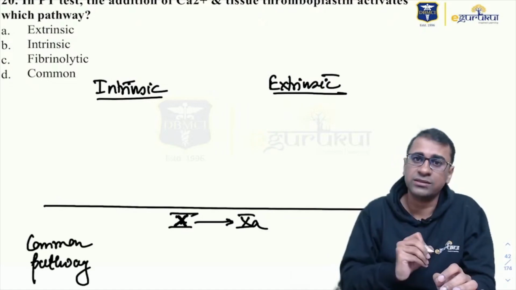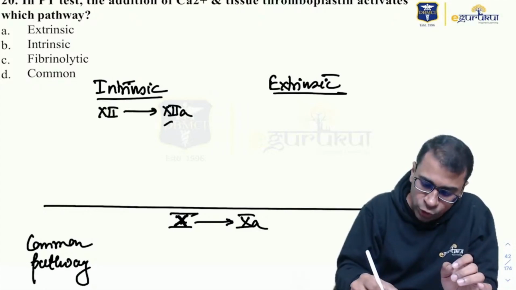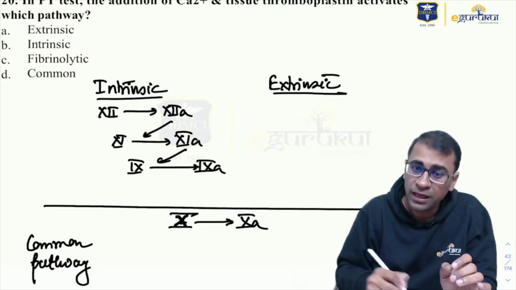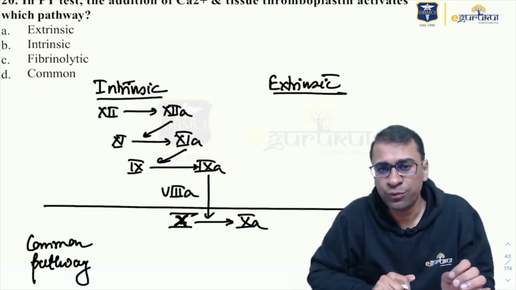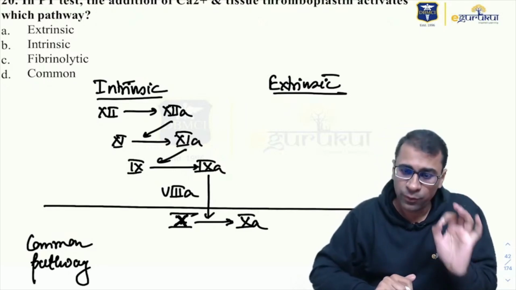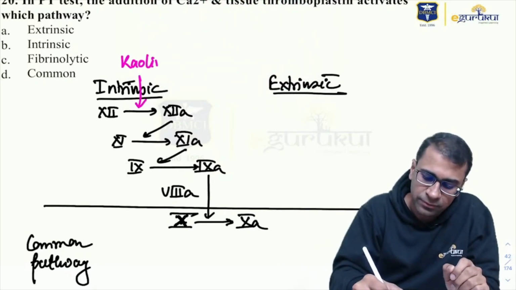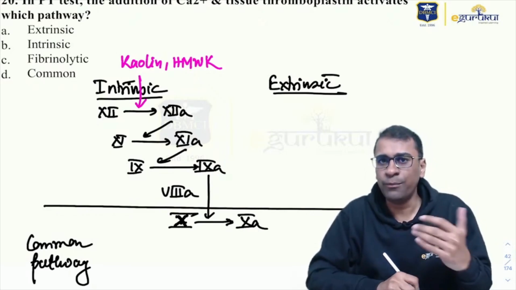Now how does the activation occur? Look, 12 converts to 12A. 12A converts 11 to 11A. 11A converts 9 to 9A. And 9A with the help of 8A converts 10 to 10A. Is that clear? This conversion is brought about by kaolin in the lab and high molecular weight kininogen in the body. Kaolin in the lab and HMWK in the body.